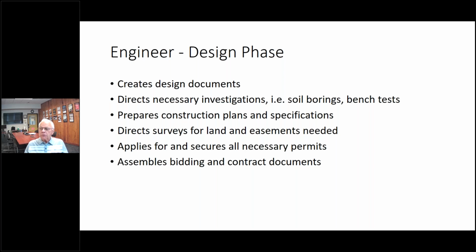Bench tests are normally performed for water and wastewater treatment processes. Plans and specs are needed for submittal to funding and regulatory agencies for approvals, as well as for the contractor for bidding and construction. The engineer may assist the owner in securing necessary easements and land acquisition.